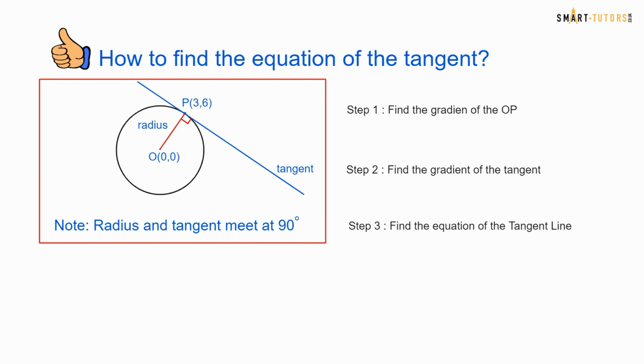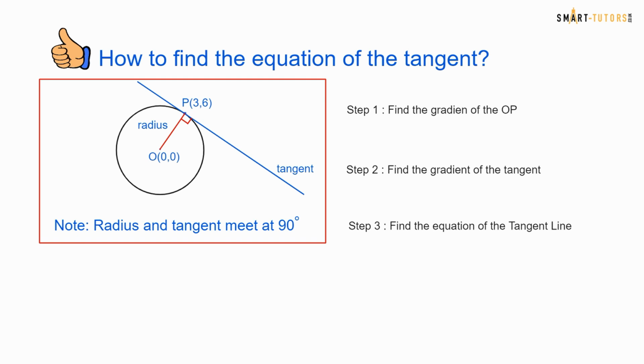In this example, the point P is (3, 6), the point where the tangent is drawn, and the center is (0, 0). The radius line is drawn in red, and you can clearly see the tangent in the blue line. Note, the radius and tangent meet at 90 degrees. So there are 3 steps to follow.